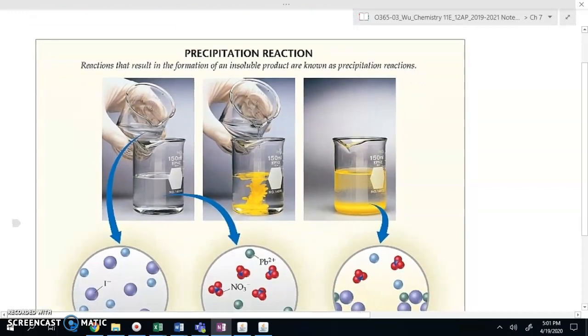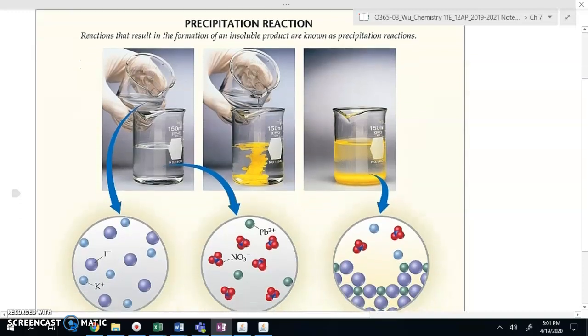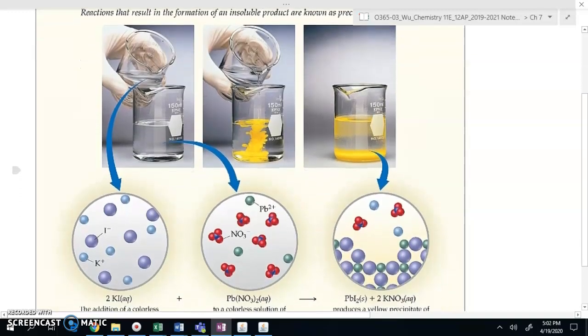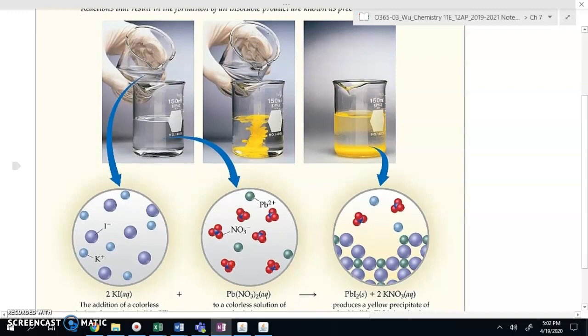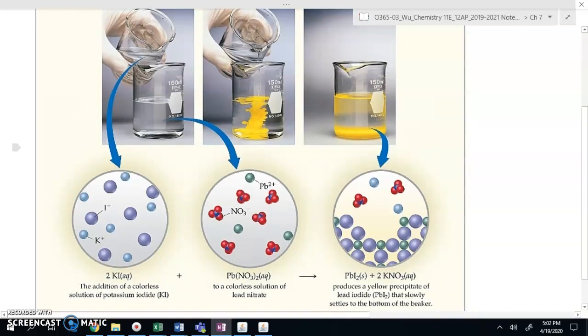It is what is known as a precipitation reaction. A precipitate is a solid that has low solubility, and so this is a pretty dramatic, cool demonstration. In our first beaker, we have potassium iodide that we're pouring into this second beaker that has lead 2 nitrate. So potassium iodide and lead 2 nitrate are both colorless. Here, let me just keep scrolling down. So both of those in this first picture are colorless solutions.